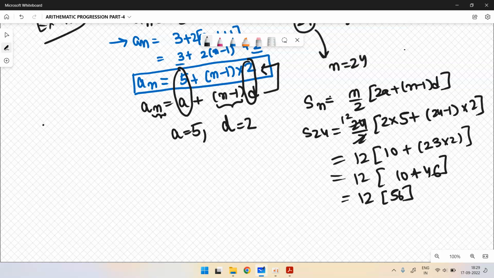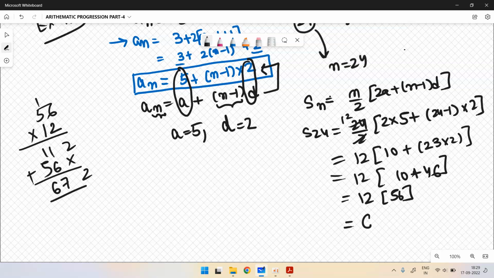So if you multiply 12 into 56, this is 672, which is the answer. The sum of 24 terms is 672, which is the answer.